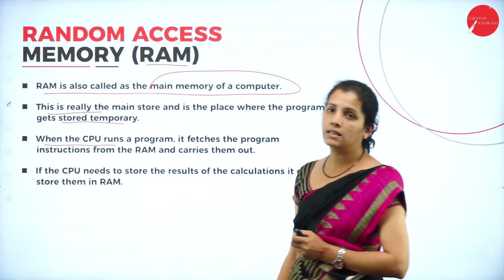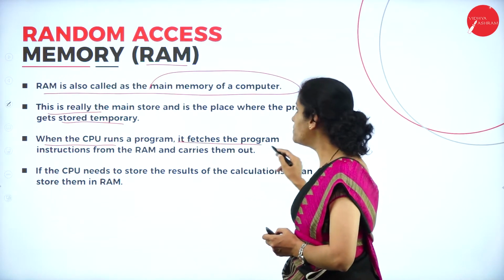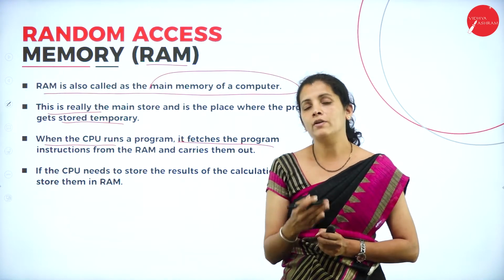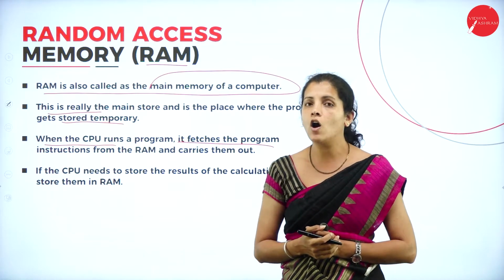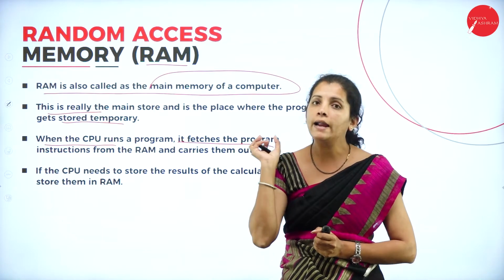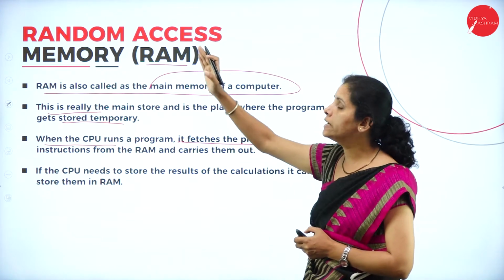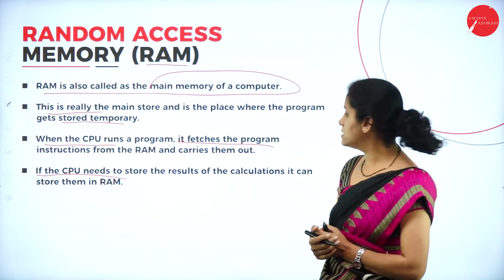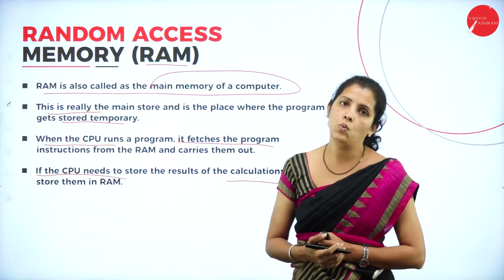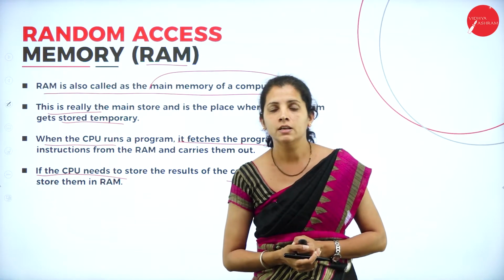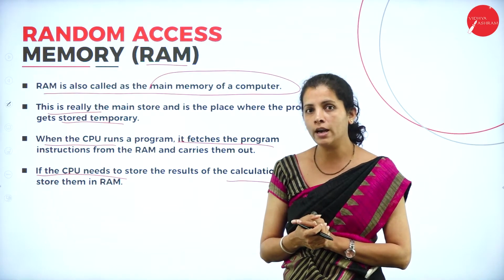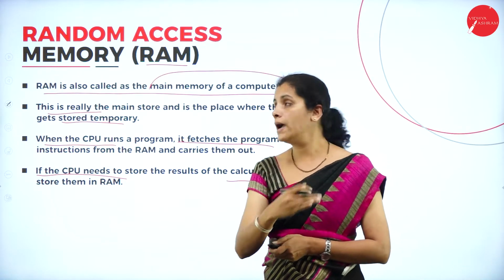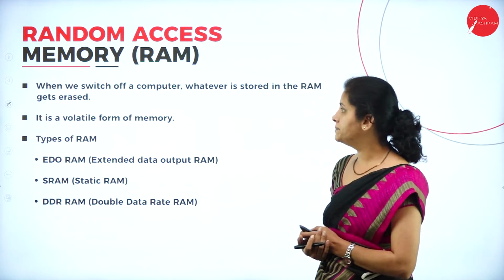When the CPU runs a program, it fetches the program instruction from the RAM. That means, if I want to fetch any data or instruction, that data and instruction must be present in the RAM. If the CPU needs to store the result of a calculation, then once again we are going to use RAM. That means after the execution of the program, I want to store the output. And where am I going to store the output? In my random access memory.